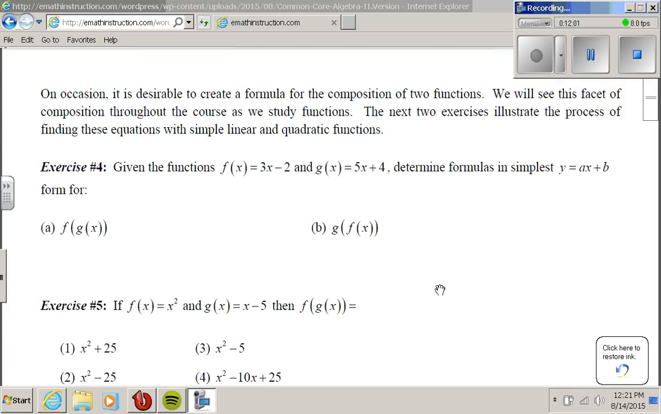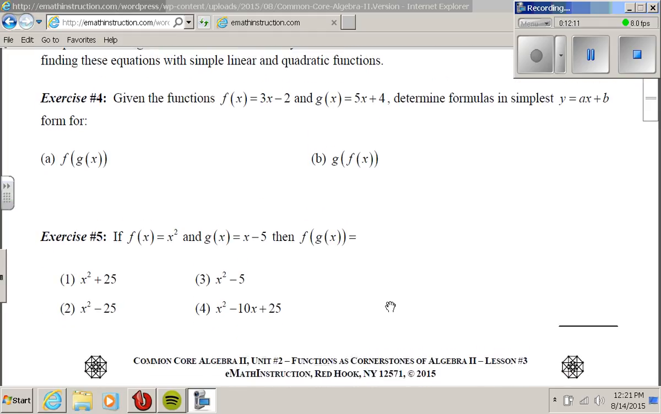Okay, so occasionally, instead of using numbers, we use the entire function in terms of its variables in order to do composition. So you do have to know how to do that as well. So I'm giving you the function f of x equals 3x minus 2 and g of x equals 5x plus 4. We want to determine the formulas in simplest y equals ax plus b form, which means we are going to do some simplifying out here. And we're going to do the composition of these functions.